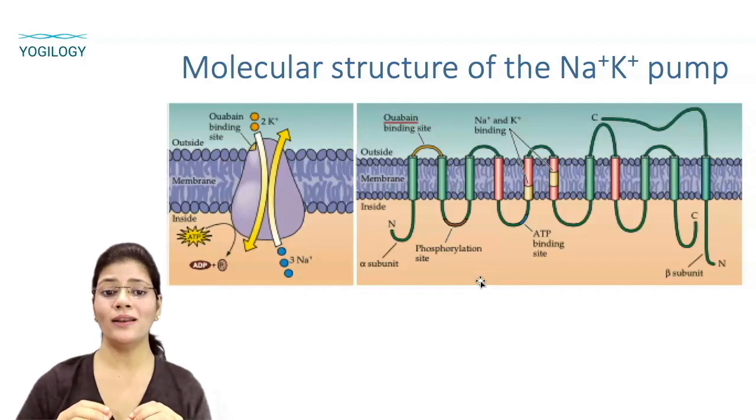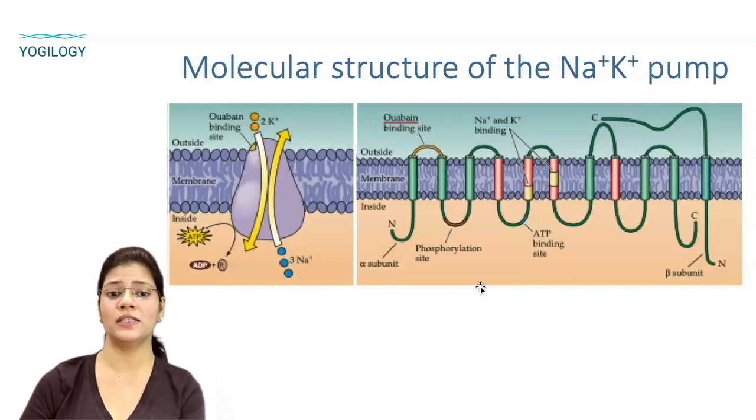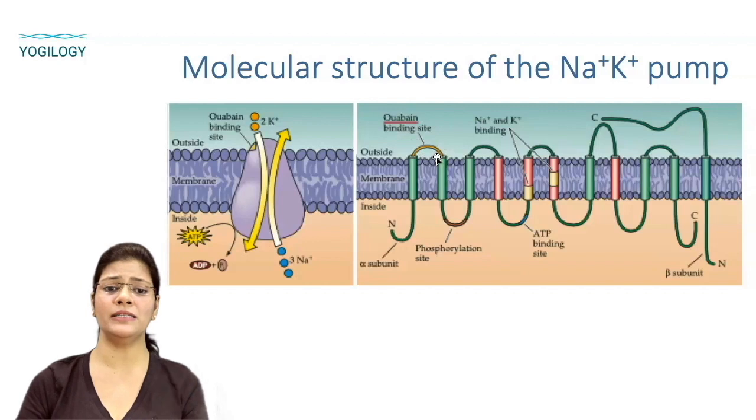Now, one intracellular domain of the alpha subunit is required for ATP binding and hydrolysis. The amino acid phosphorylated by ATP is a conserved aspartate residue. Another extracellular domain represents the binding site for ouabain, a plant glycoside that specifically inhibits the pump.